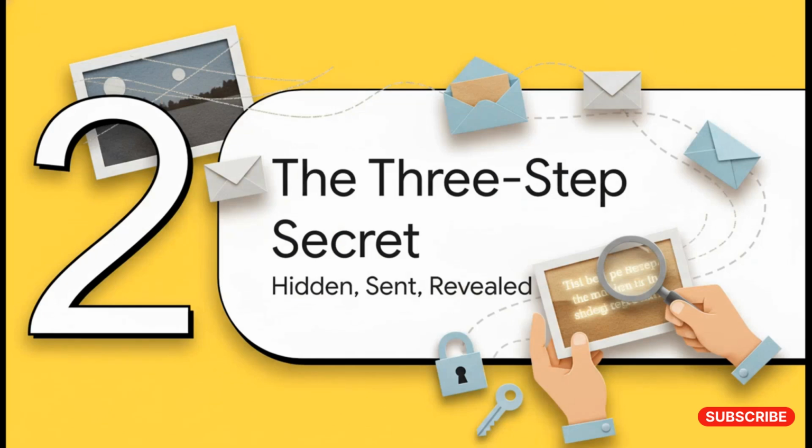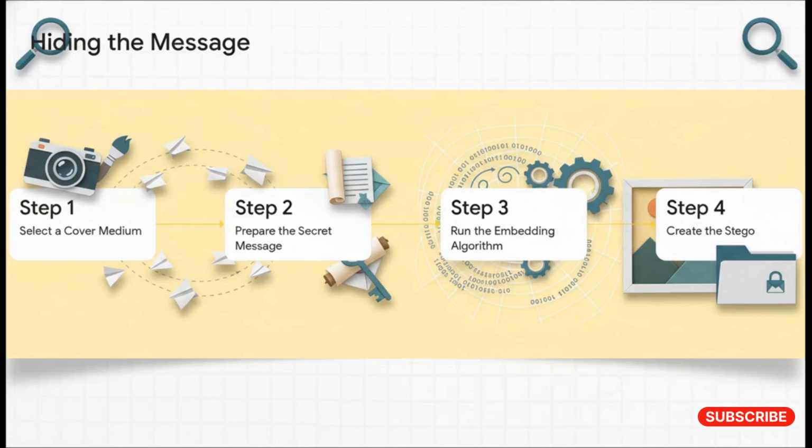Okay, so we've got our toolkit. Now let's see how it all comes together. It's basically a three-step secret: hiding the message, sending it on its way, and then, on the other side, revealing it. So, the first part is the embedding process, hiding the message. This whole thing happens in 4 main steps. You start by picking your hiding place, and you end up with your final secret carrying file.